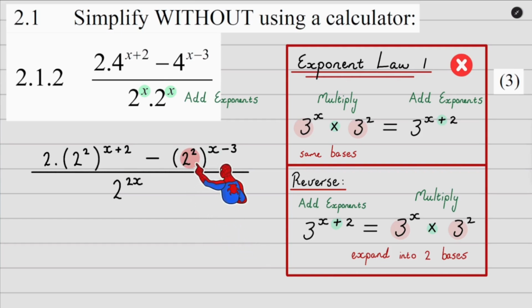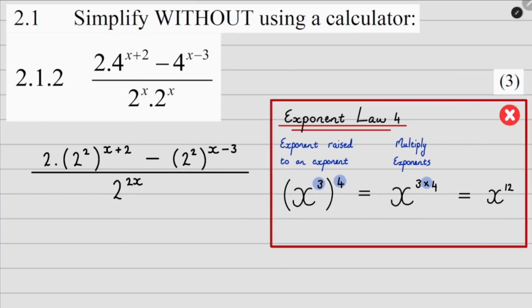Okay, now these brackets are bugging me. I want to find a way to get rid of them. And we are going to get rid of them with exponent law 4. If I've got an exponent raised to another exponent, then I multiply those two exponents to simplify further. Okay, but this one's got a bit of a twist.